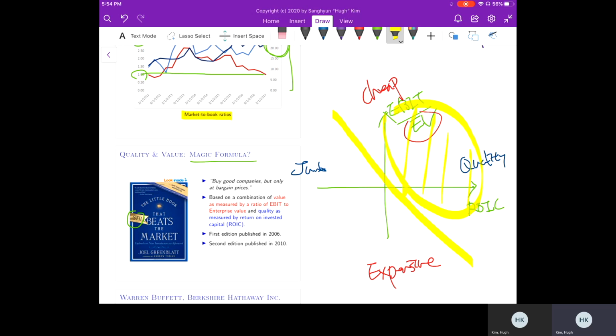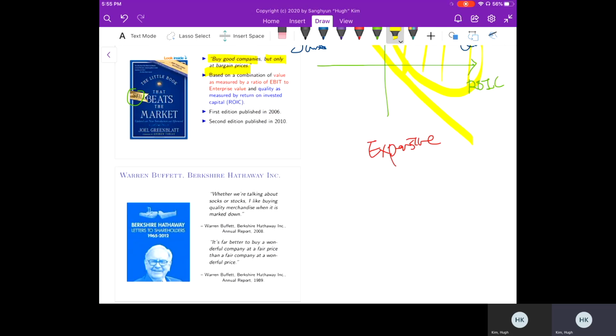It's called the magic formula, which sounds like some kind of scheme, but it's actually based on good investment principles, which is buy good companies, but only at bargain prices. So if you're a non-finance major interested in investing in the stock market, and you don't have a lot of time to study, then this is the one book that I would recommend. It's a little book, so you take a day or two to read it and still learn a lot about investment. Also, combining value and quality is practiced by Warren Buffett.